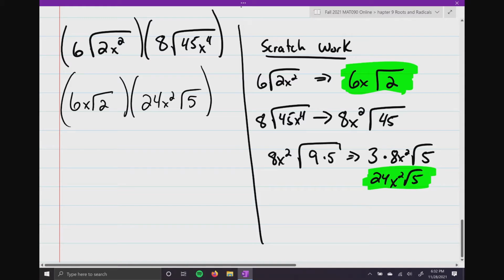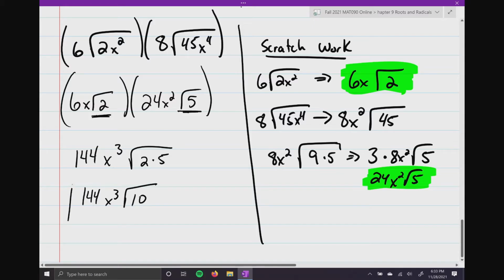So 6 times 24 is 144. X times x squared is x to the third. And then we have the square root of 2 times the square root of 5, which is going to be the square root of 2 times 5, which we know. Let me write that cleaner. We know this to be times the square root of 10. And that's going to be our final answer.